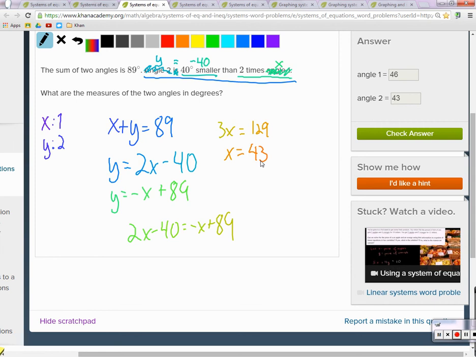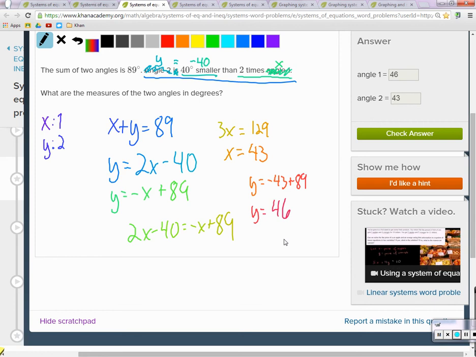Which angle is angle x? Angle 1 or 2? 1. So this should have been 43. It looks like this was the wrong answer. And to find angle y, I would definitely use one of these equations, because they're already solved for y. So y equals, let's say, negative 43 plus 89. So y equals probably 46, right? 46. So angle 1 is 43, angle 2 is 46.